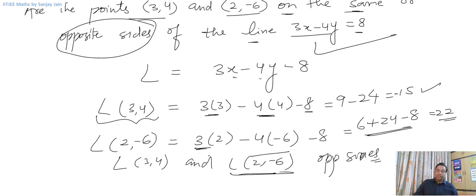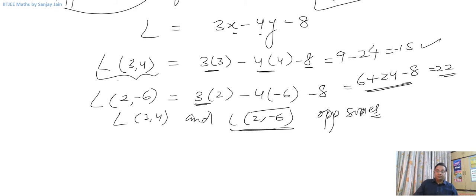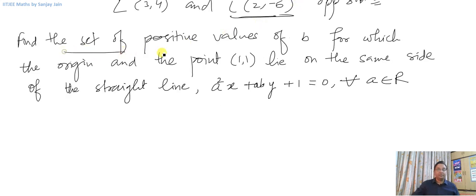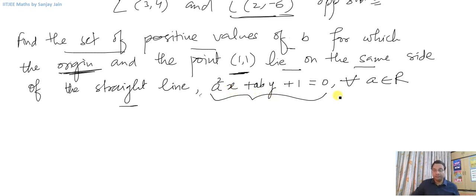Okay, let us see if I've got some other questions. Find the set of positive values of b for which the origin and the point (1, 1) lie on the same side of the straight line. Which is the straight line? This is the straight line. Do not get confused by a square or ab. This is a line in x and y, so powers of x and y are 1, right, for all a belonging to real numbers. So now this origin, that is (0, 0), and the point (1, 1) lie on the same side of the straight line, that is this line.